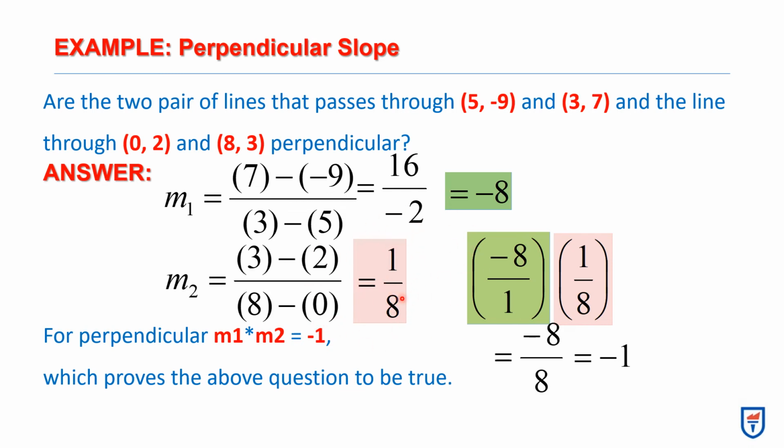Now to test whether these two lines are perpendicular, we multiply their slopes, which is -8 times 1 over 8. -8 times 1 over 8 gives us -8 over 8, which reduces to -1. So since m1 times m2 is equal to -1, we can conclude that these two lines are perpendicular to each other.